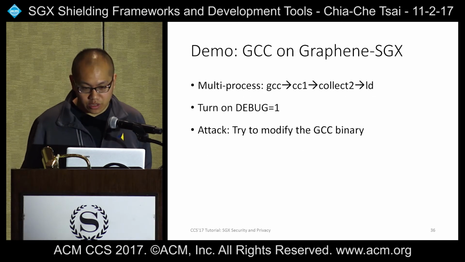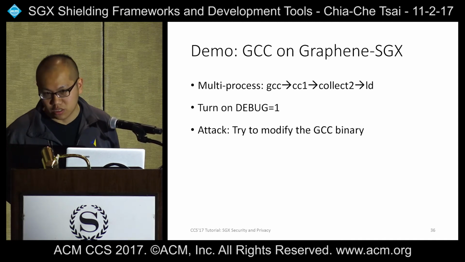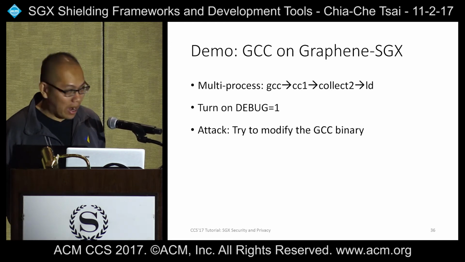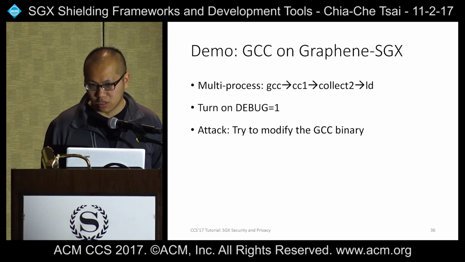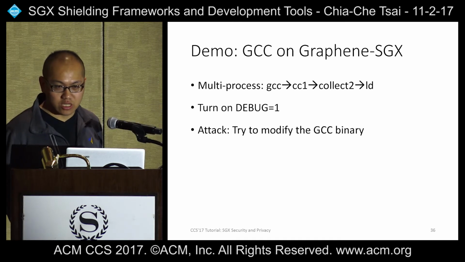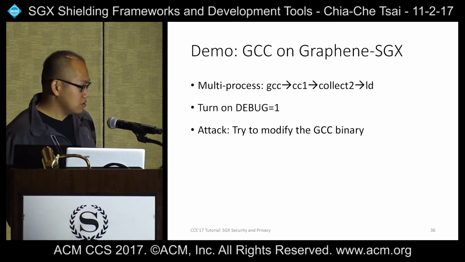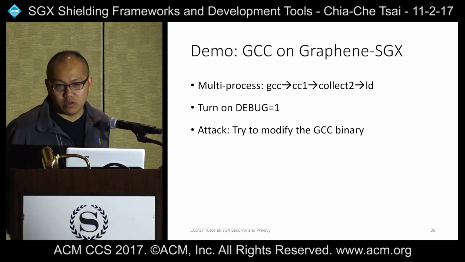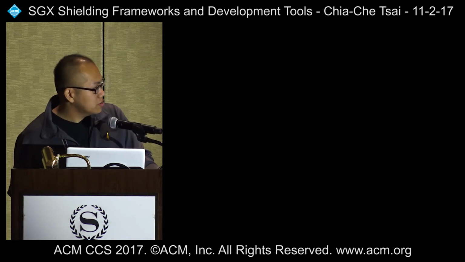So here, let me show the demo, which is trying to run GCC on Graphene-SGX. Note that GCC is actually a multi-process application. It starts with the generic GCC compiler, and then goes to CC1, and collects two, and eventually runs the linker, which is LD. And here, we're going to turn on debug messages, so you'll see a lot of output, but you can turn it off, and there will be no output at all. And we'll show an attack. Basically, if we try to modify the GCC binary, let's say we compromise one of the binaries, would it complain at all? So that shows in this demo.